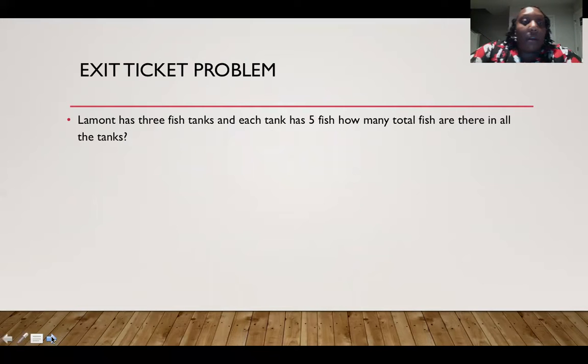So when we look at our question for our exit ticket, it says Lamont has 3 fish tanks and each tank has 5 fish. How many total fish are there in all the tanks? So again, you want to go back to the very first thing we learned, talking about our objective. You want to know what you need to know. Before you solve, you always want to ask yourself what you need to know. I'll give you a couple minutes to do that and solve it, and then we'll go over it together.